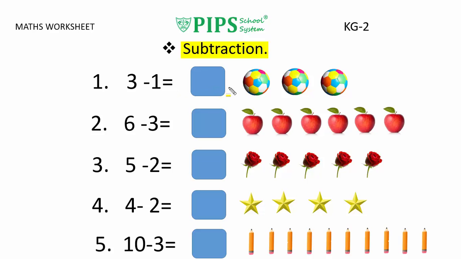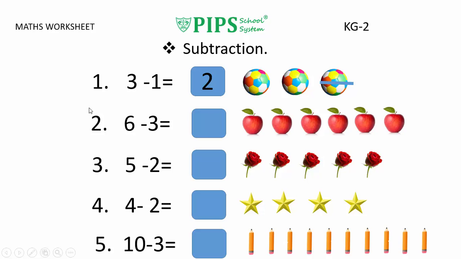Let us count how many footballs are there. 1, 2 and 3. These are 3 footballs. Let us subtract 1 from 3 footballs like this. How many footballs are left? Let us count. 1, 2. There are 2 footballs which are left. Now we will write the number 2 in the empty box like this.